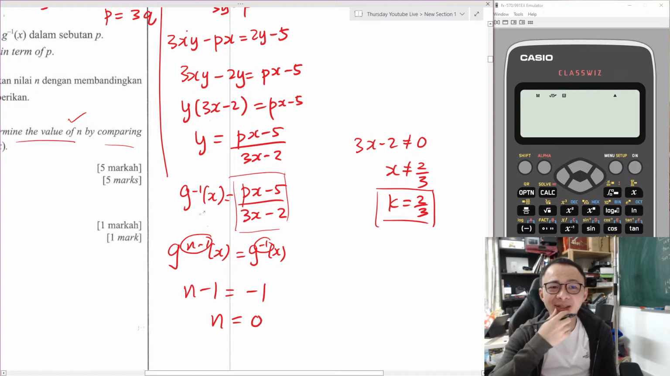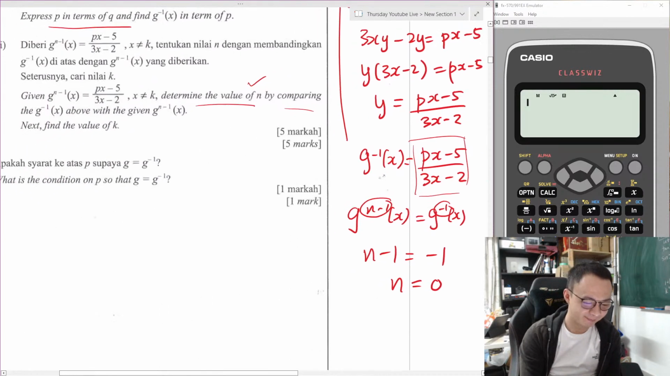Yeah, Kelantan paper, I think I discussed already, even though a lot of students still ask for the Kelantan paper.